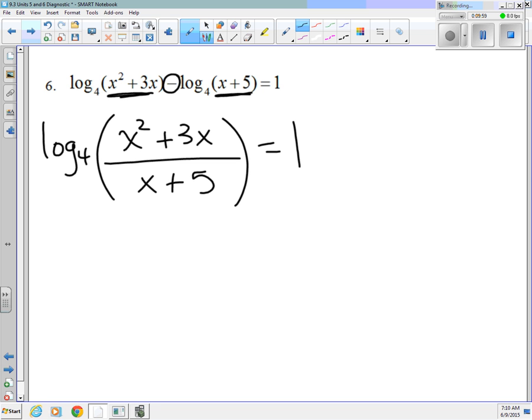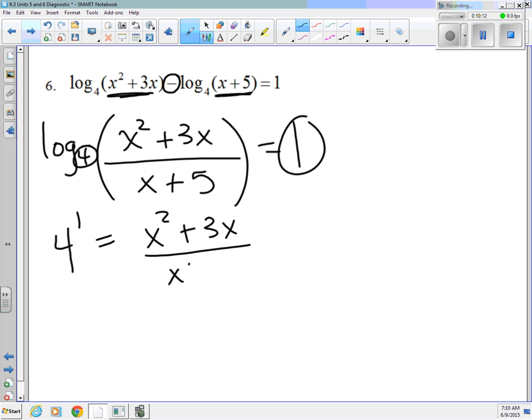Like so, to make 1 log. 2 logs is no good for an equation. You got to get that down to 1 log. And now we can rewrite this as 4 to the first equals x squared plus 3x over x plus 5. And so I have 4 equals x squared plus 3x over x plus 5.